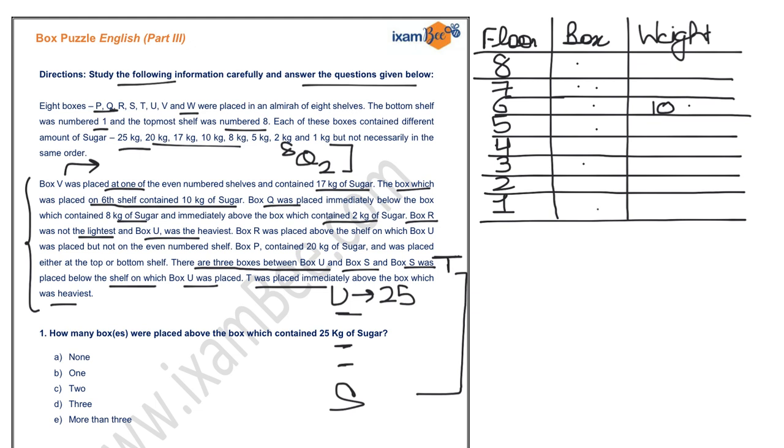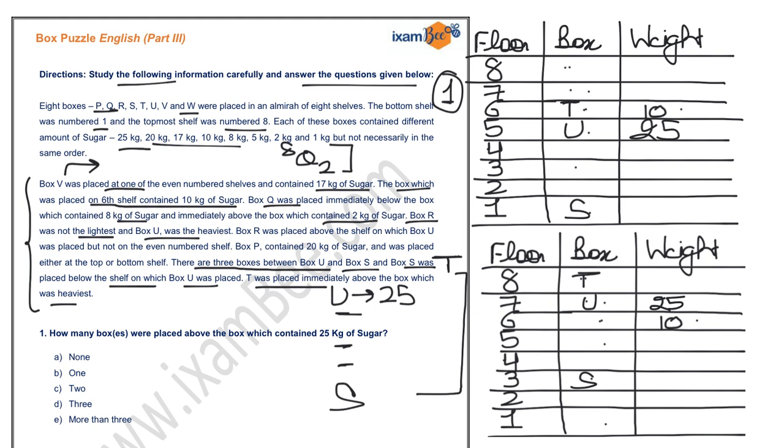So there will be two cases. Either you place T at the 8th position or you place T at the 6th position. So accordingly, I am drawing the two cases. So these are your two cases, where in the first case T is placed at the 6th position and in the second case T is placed at the 8th position.